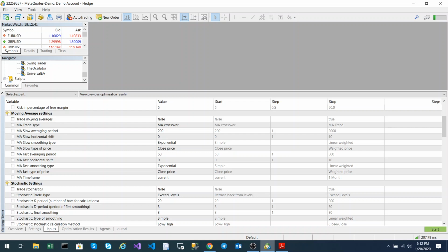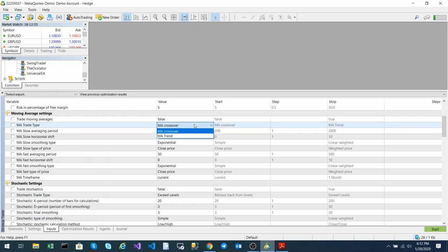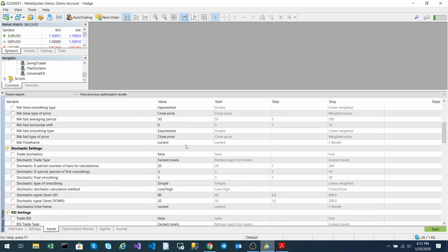The first indicator is the moving average. So we have a fast moving average and a slow moving average. There are two types of trading variations on this one. You could either say an MA crossover, so the algo will enter when the MAs cross over, or you could use it as a trend indicator. And the rest of the settings are pretty self-explanatory.